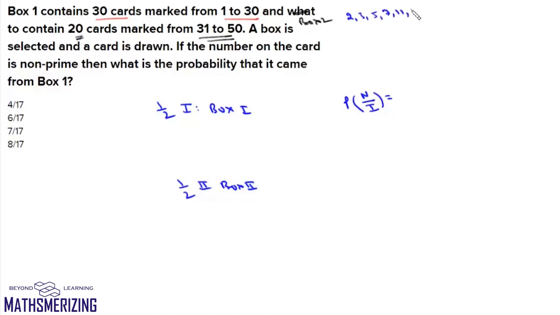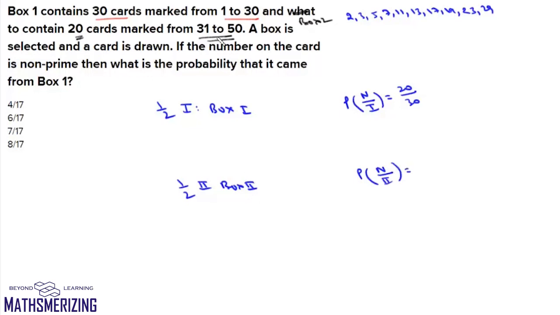So from 1 to 30, the prime numbers are 2, 3, 5, 7, 11, 13, 17, 19, 23, 29. So that is 10 numbers. Out of these 30, 10 are prime, so non-prime are simply 20. So this probability will be 20 by 30. And then, what about the second case?